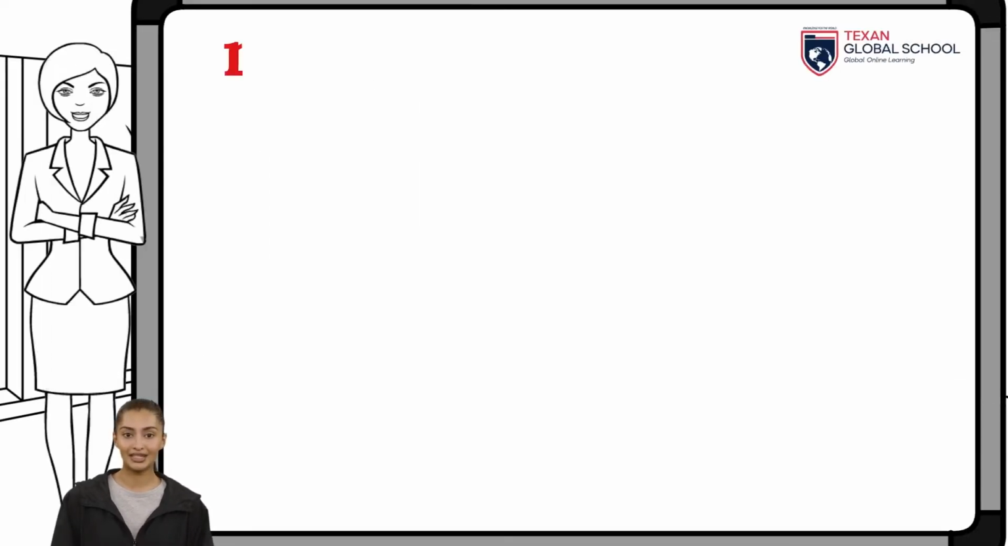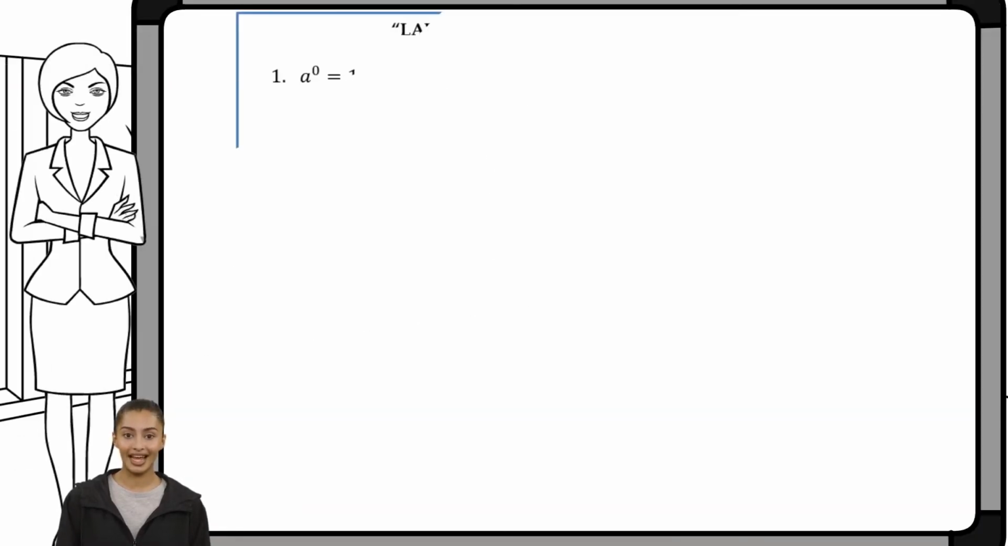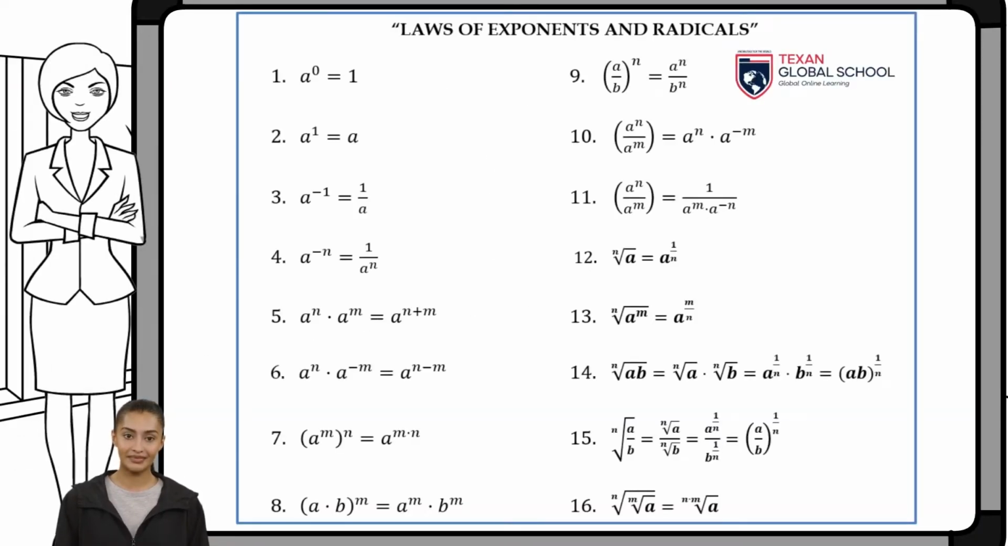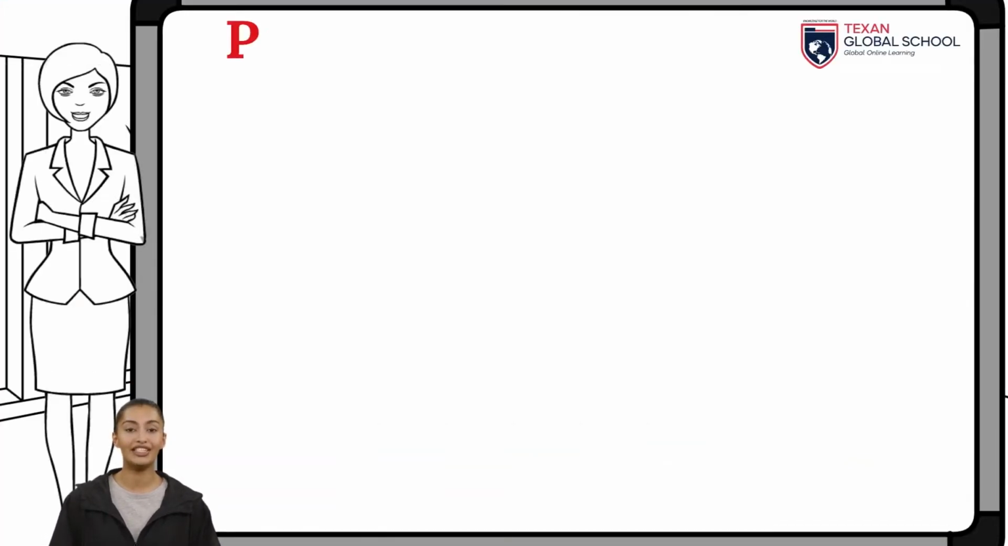Recall that the nth root of a real number a is denoted as the nth root of a, which is equivalent to a raised to the power of 1 over n. The index is the n and the a is the radicand. We will be using the laws of exponents and radicals to solve the operations.